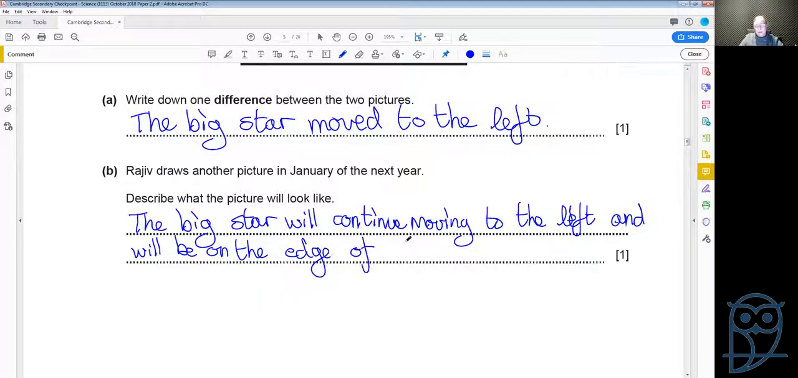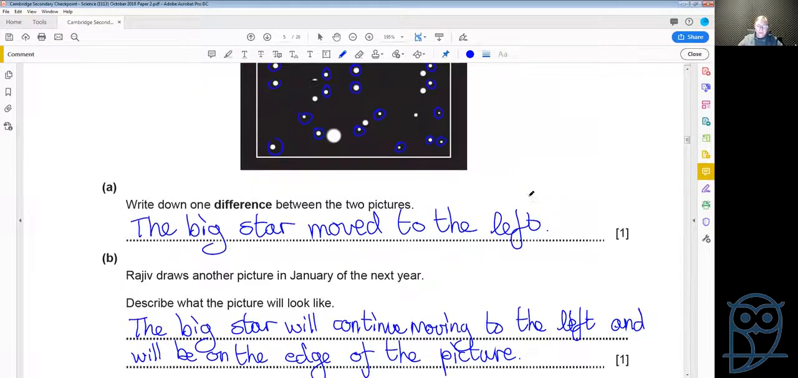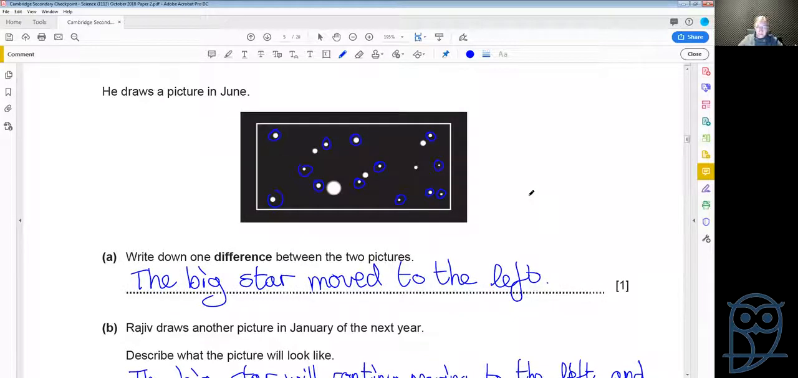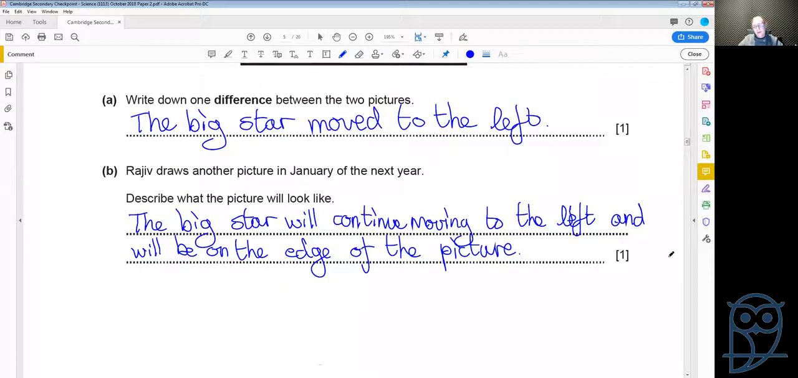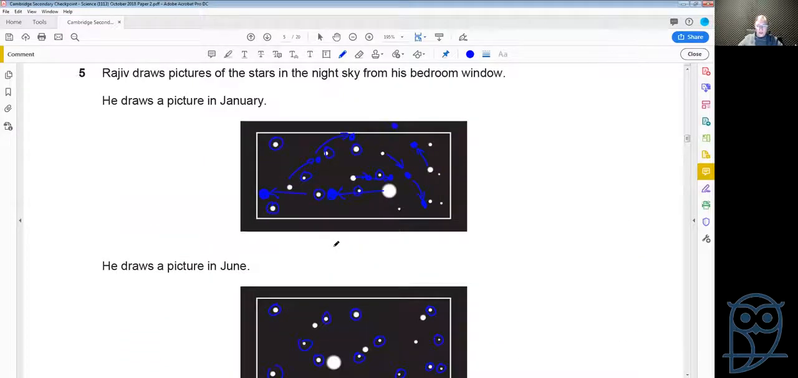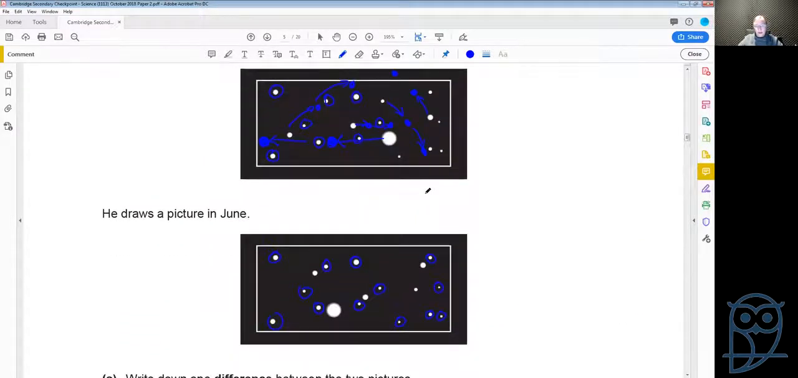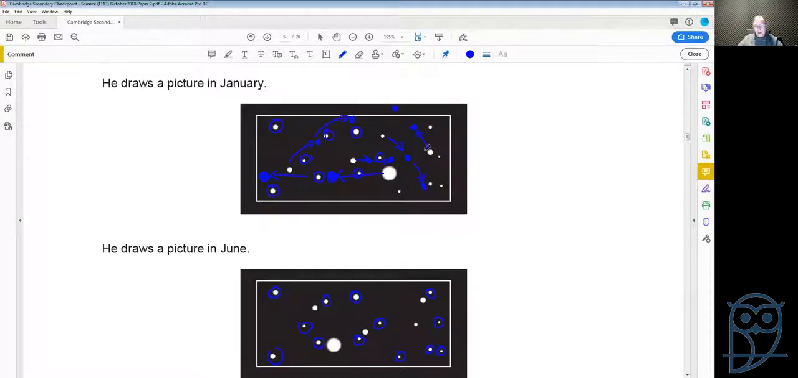Edge of the picture. Okay. So this is only one mark, so they are not going to look for a ridiculous amount of explanation. They're probably going to look for 1 or maybe 2 points that you have thoroughly, nicely explained about how these are going to change. So let's look at this one over here.